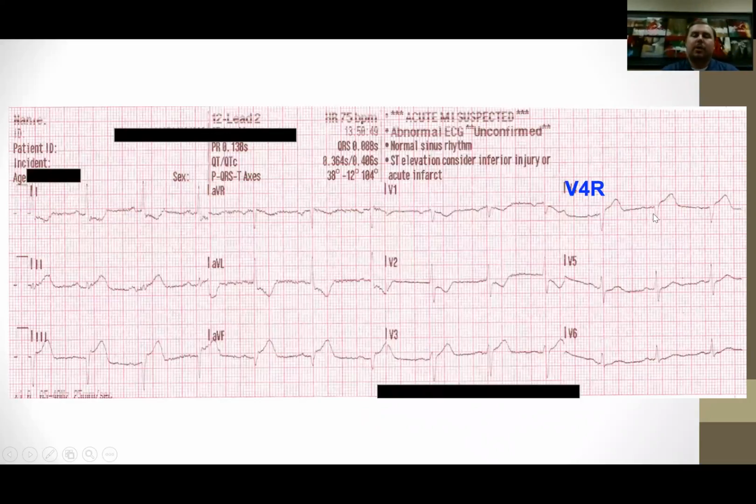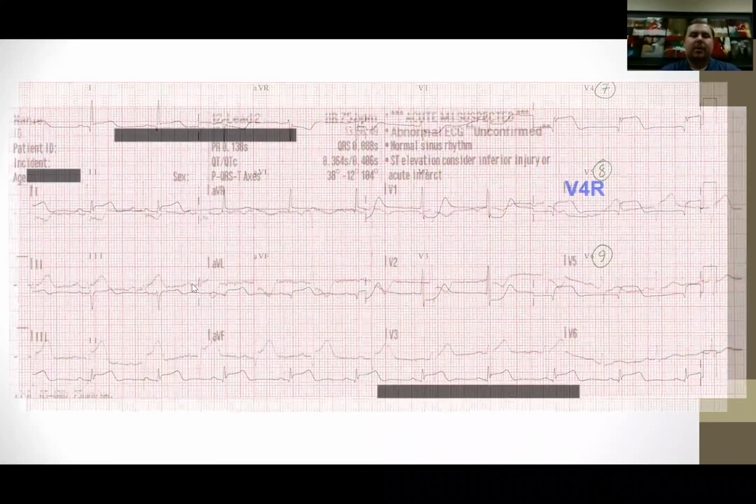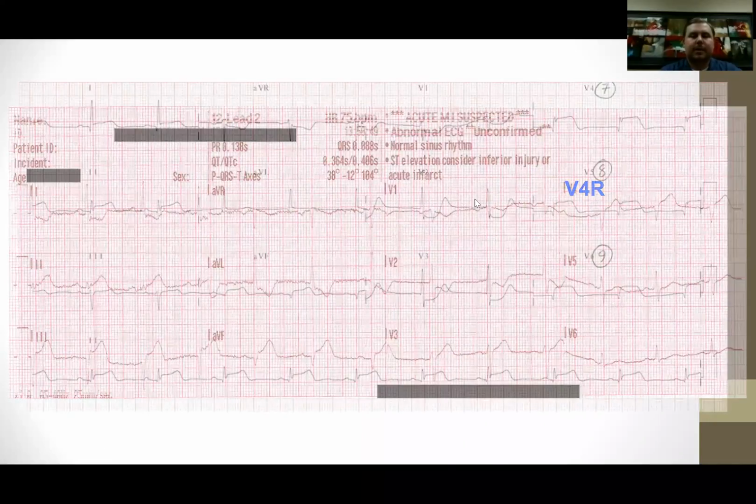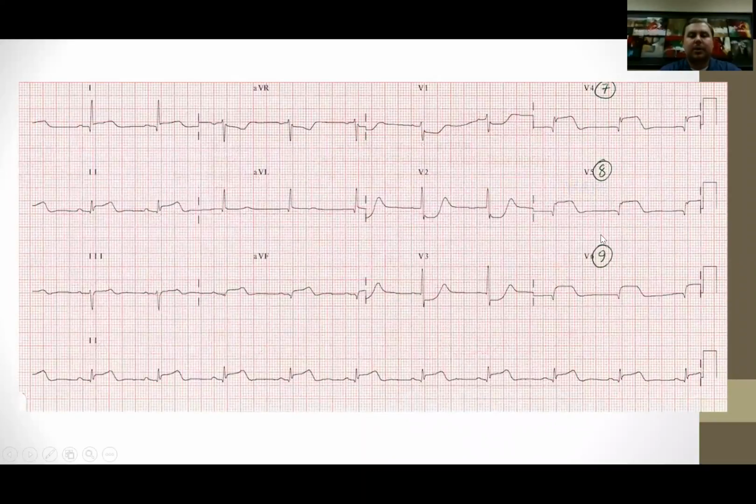They put V4R on, and all you need is 0.5 millimeter whenever there's already an MI present on the 12 lead. If there was no inferior elevation or posterior STEMI, you would have to get a full millimeter in one of these leads to diagnose right ventricular MI. If you wanted to do a posterior, which if you had a 12 lead that had depression like this in V1, V2, and V3, you absolutely should.